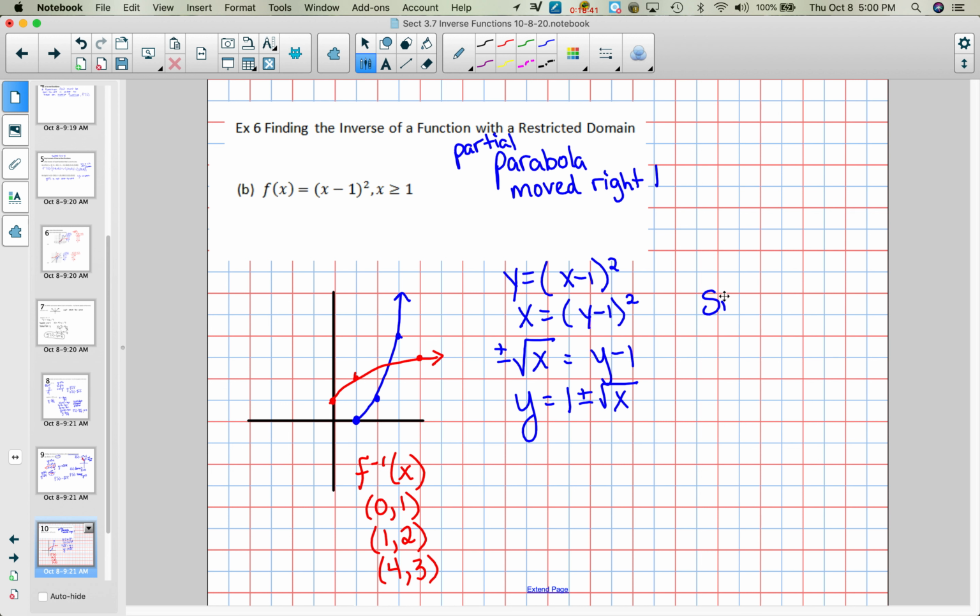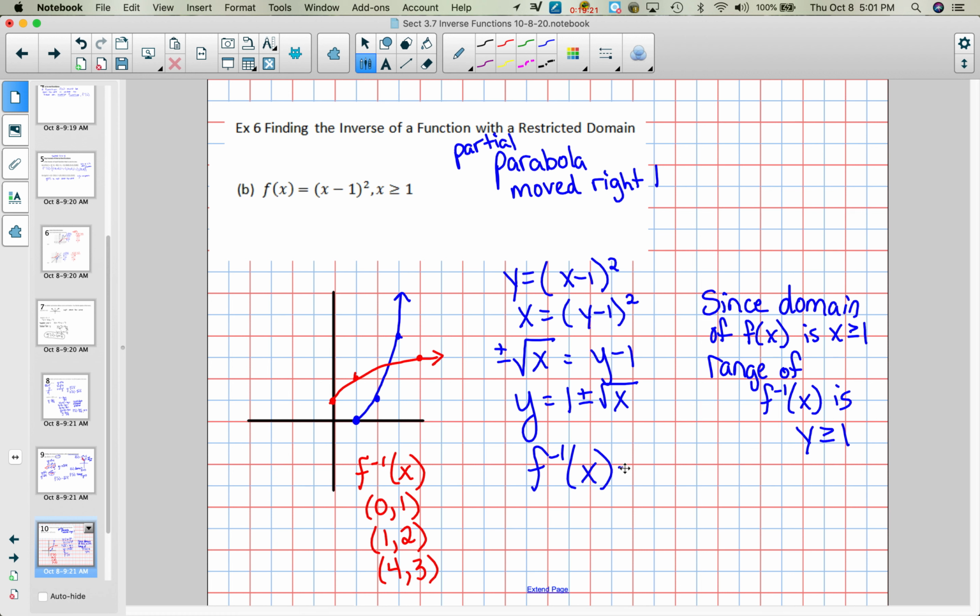So I can look back and say, since the domain of f of x is x greater than or equal to 1, then the range of f inverse of x is y greater than or equal to 1. So think about what would give you a range greater than or equal to 1. 1 plus something that's going to be positive, or 1 minus something that's going to be positive. So it's going to have to be the positive version. So f inverse of x is going to be 1 plus the square root of x.